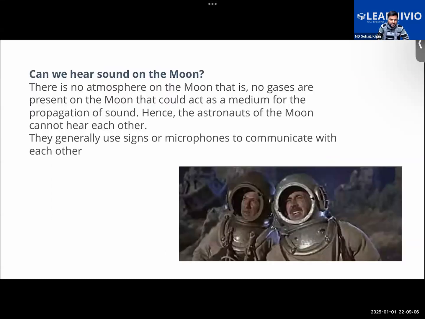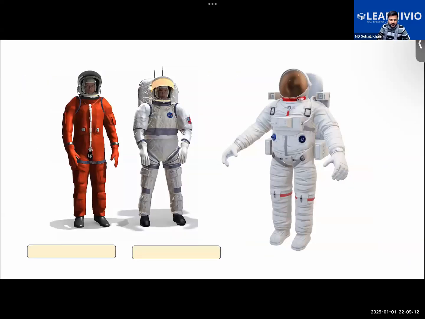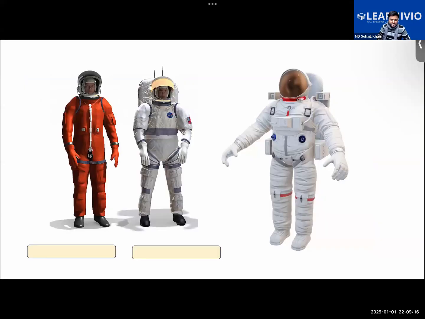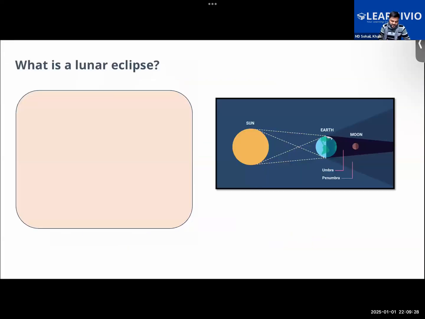Okay. Then obviously we can't hear sound on the moon because there is vacuum, and sound requires particles of the medium to propagate its energy. We learned about this interesting thing about the space suit, why they are different colors. Basically, when they would be returning back to the earth, they would be wearing this suit so that if they were to fall onto the oceans, they will be easily identifiable from a distance.